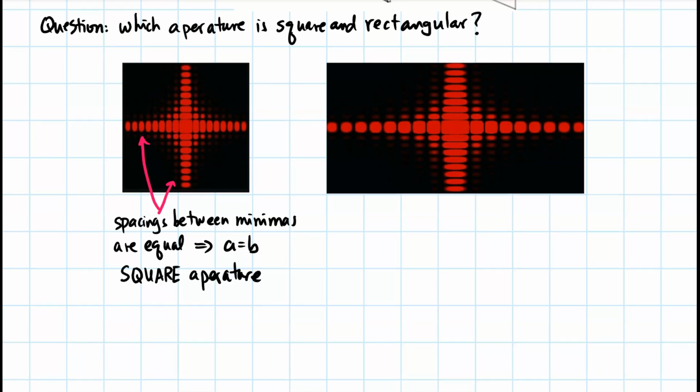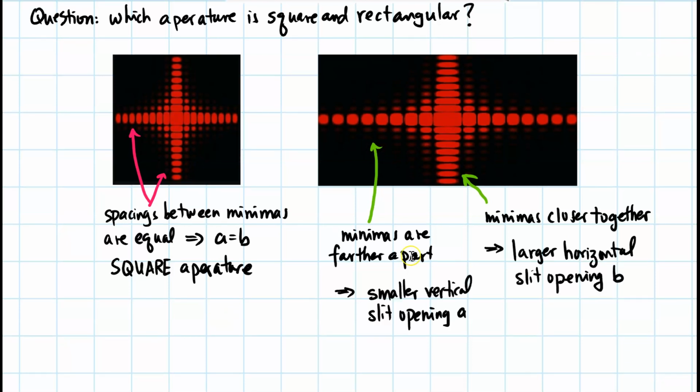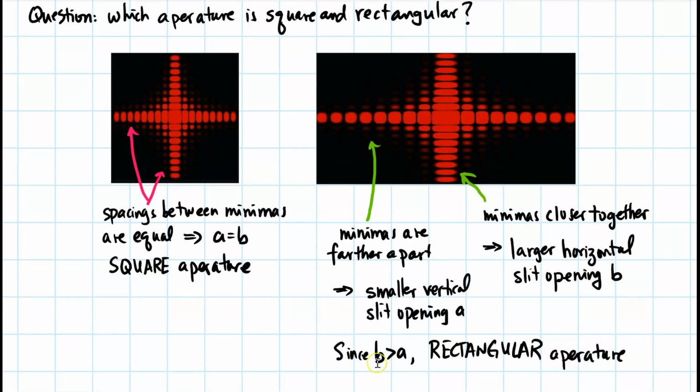Now if I look at the second pattern, we see that in the horizontal diffraction pattern, the minima are farther apart, whereas in the vertical diffraction pattern, the minima are closer together. If they're farther apart, that means the vertical slit opening is smaller. Because these are closer together, I have a larger horizontal slit opening. Since b is greater than a, this pattern here is the rectangular aperture.